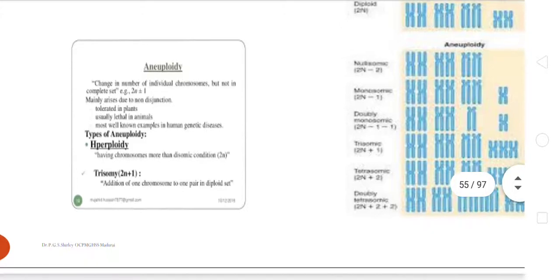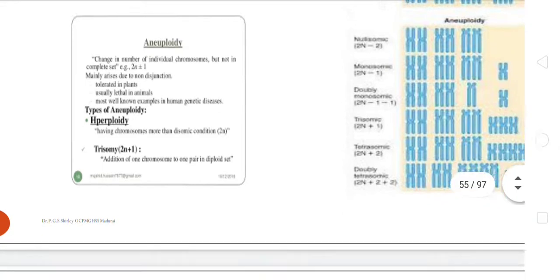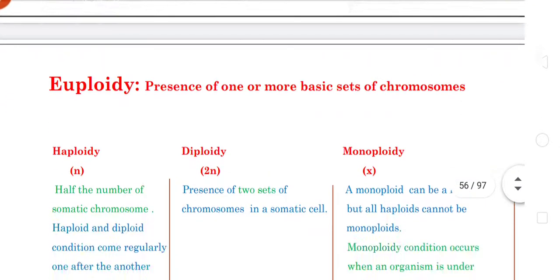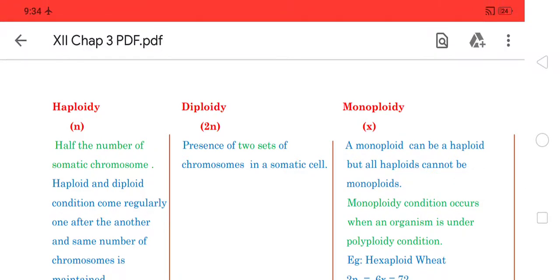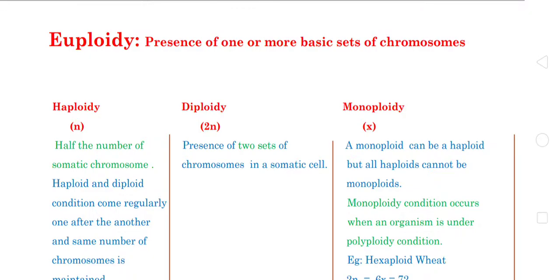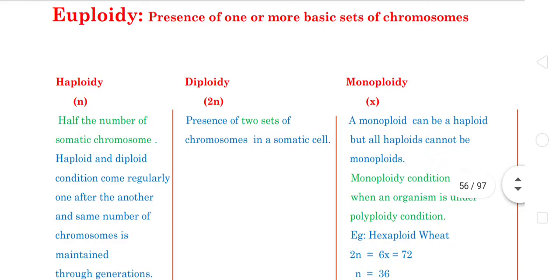Again, I am recalling the types of aneuploidy: hyperploidy, having more than the set of chromosomes, whereas hypoploidy has less than the normal number of chromosomes. Next, we will move on to the second type of ploidy, called euploidy. Euploidy is a condition in which an organism possesses one or more basic sets of chromosomes, and this is classified into different types. If the organism has a single set of chromosomes, we call it monoploidy.